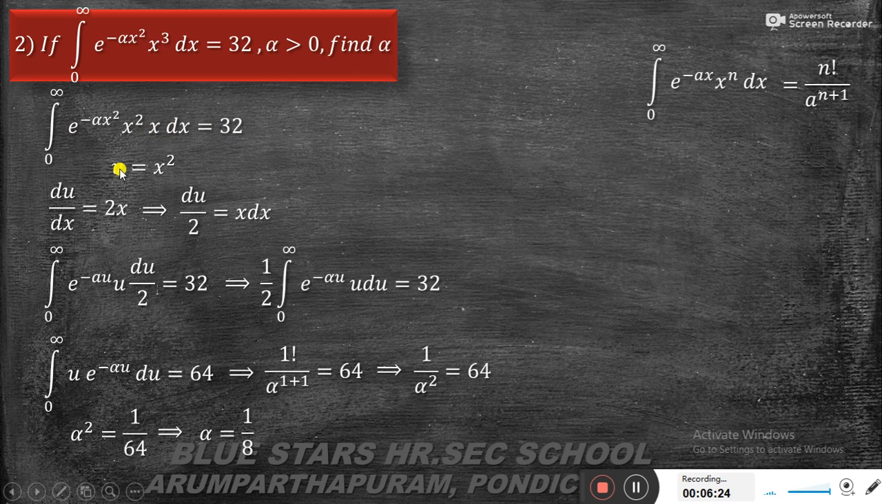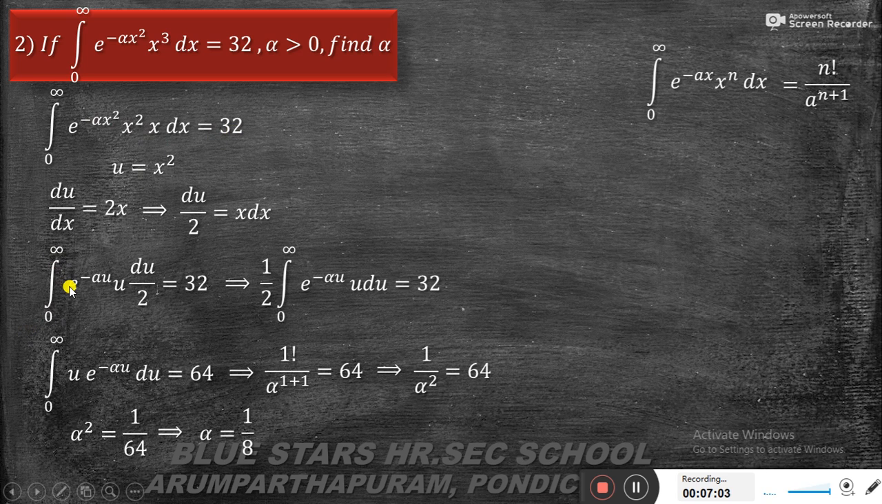So here u equal to x square, so we differentiate with respect to x, so du by dx equal to, differentiation of x square is 2x, therefore du by 2 equal to x dx. So now we write the given integral, that means integral 0 to infinity e power minus alpha x square x cube dx, that means the integral 0 to infinity e power minus alpha x square into x dx equal to 32.